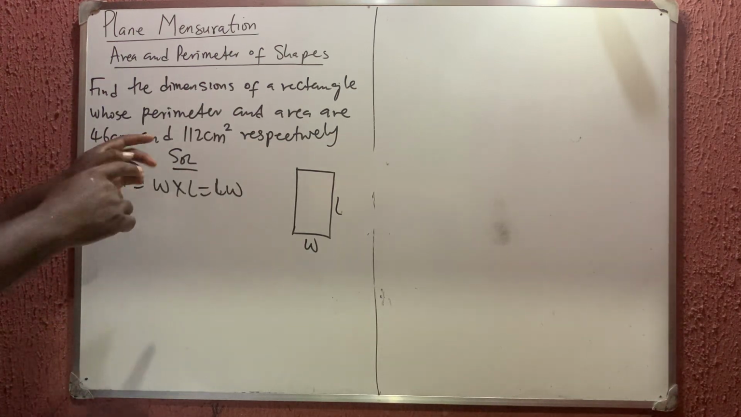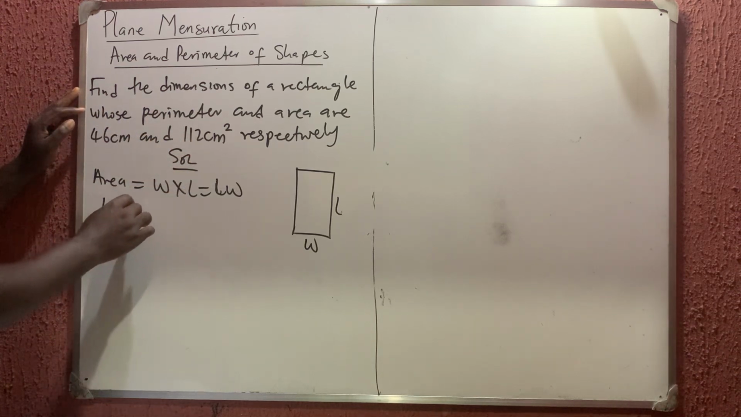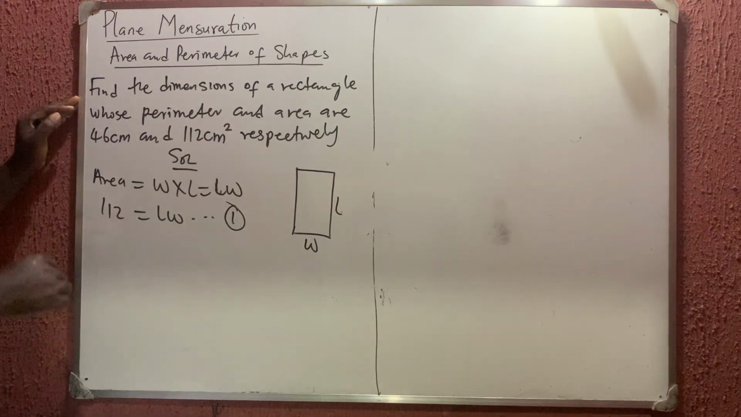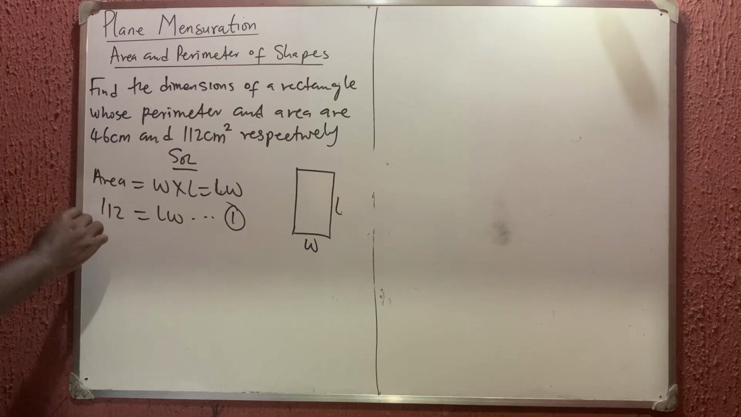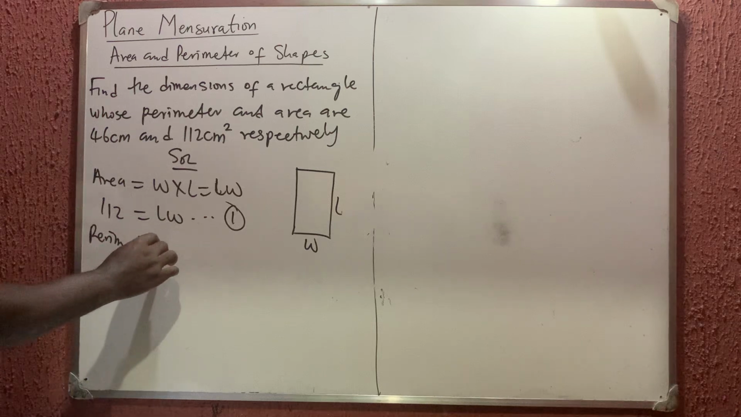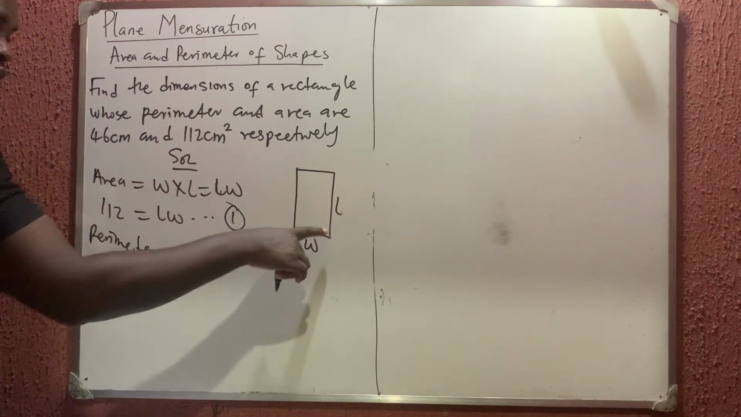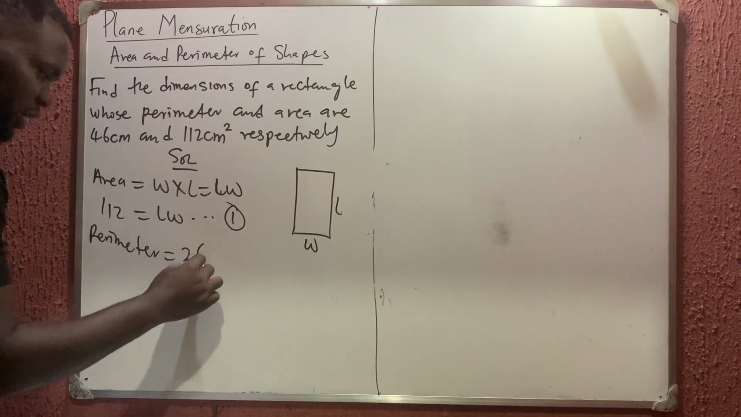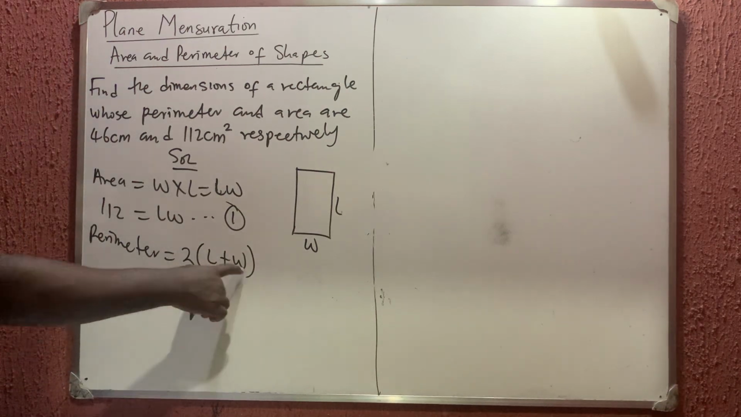But they gave us that the area is this one that has square. So the area, 112, is equal to LW. Let's call this equation 1. Now we know again that for us to get the perimeter, we will say 2L plus 2W. I hope you know L plus L and W plus W. So we say 2 in bracket of L plus W, that is 2L and 2W.